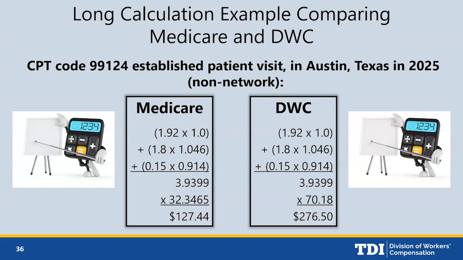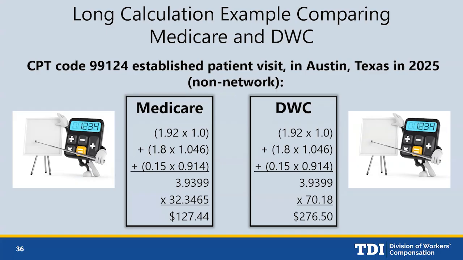So I took a long calculation example comparing Medicare to our reimbursement, 99214 for Austin, Texas in 2025. I took the actual numbers off the Novitas website. You can find them. In fact, I might show them to you right now. I got all these numbers. If you want to do the long calculation, it is the most accurate. But you see, we replaced their $32.34 with ours. So you see the difference in what Medicare would pay you for 99214.